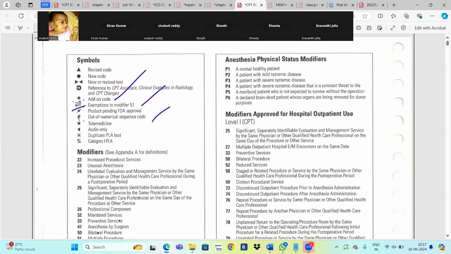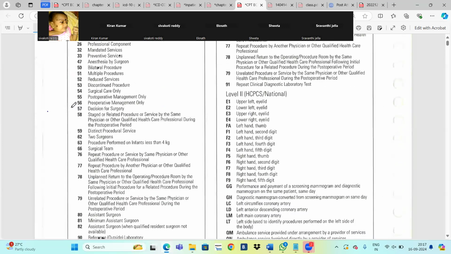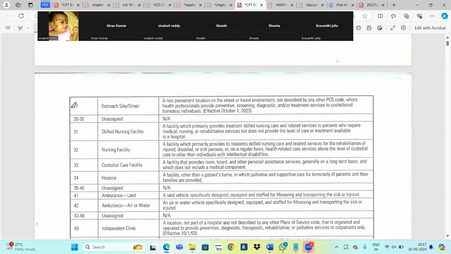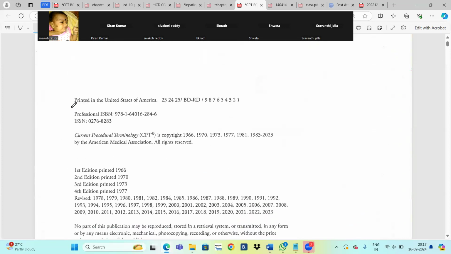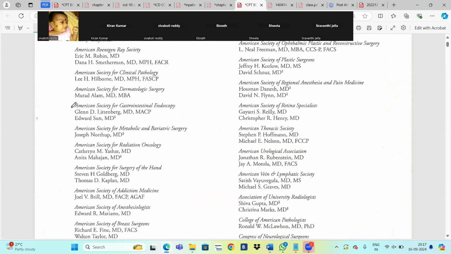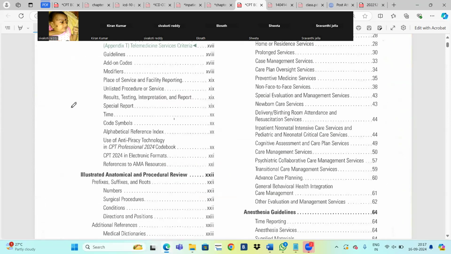Next, modifier 51 exemption. If you find this symbol beside a CPT code, you never use the 51 modifier for that CPT code. This is the exemption to modifier 51. Where will you find this? They provide a list of CPT codes exempt from modifier 51.